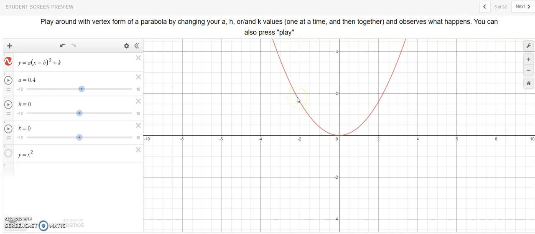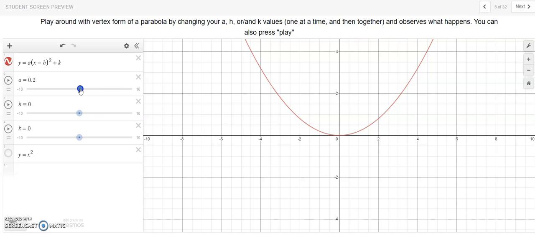So the impact as it moves between 1 and 0, it looks like it's falling or it's compressing. So it's getting closer to that x-axis. So we had a vertical stretch, and now we have a compression. So the compression occurs as we get on the other side of 1.